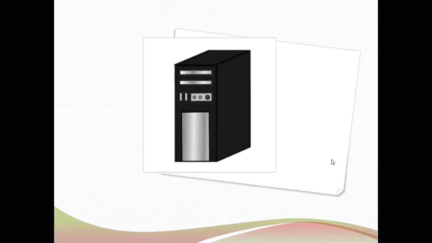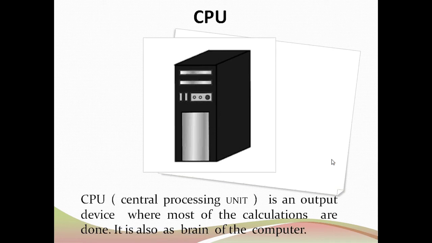Next comes the CPU. What is CPU? It is called the brain of the computer, right? CPU is the central processing unit. It is the device where most of the calculations are done. Whatever we ask the computer to perform, for example, addition, subtraction, taking the cube root, division, multiplication, all the calculations, all the operations are done inside this CPU only, right? So it is called the brain of the computer.